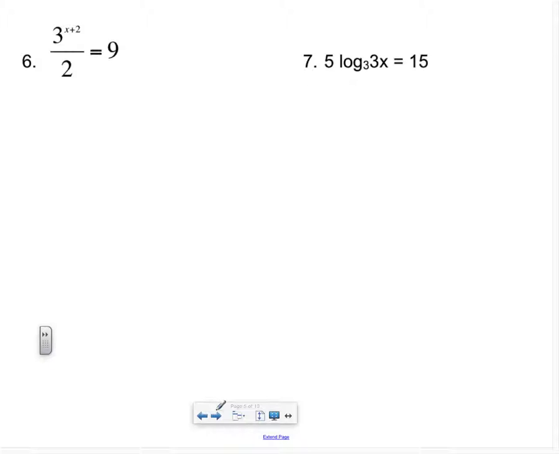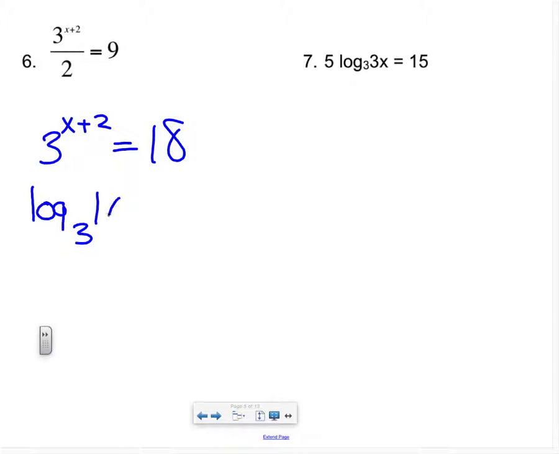Okay, what would you do on this equation number 6? You tell me. Multiply by 2, right? So I get 3 to the x plus 2 equals 18. And then I ask myself, are those powers of the same number? Are they? No, right? 18 is not a power of 3. So what I'm going to do is take the log, all right? So I'm going to do log base, what's my base? 3 of 18 equals x plus 2.